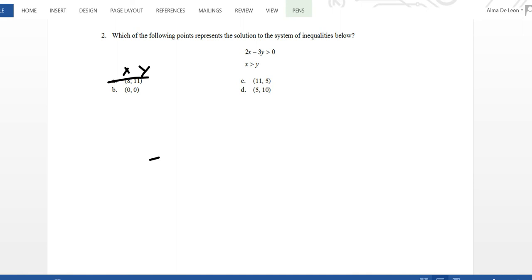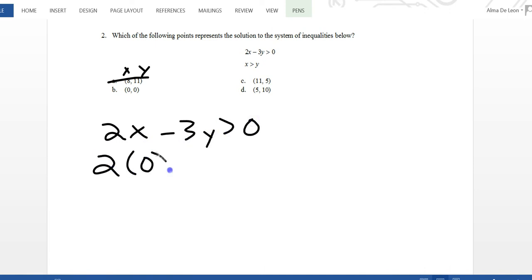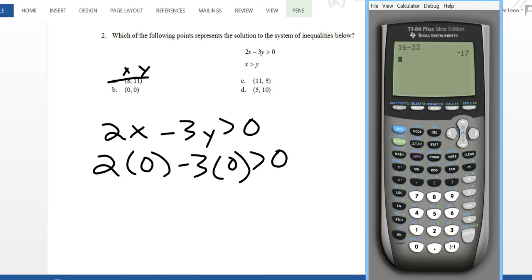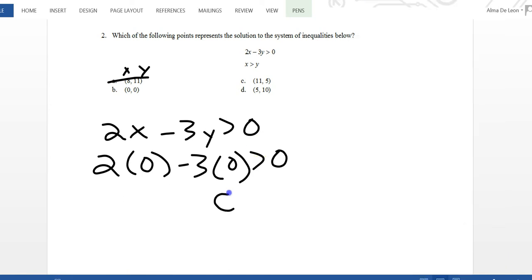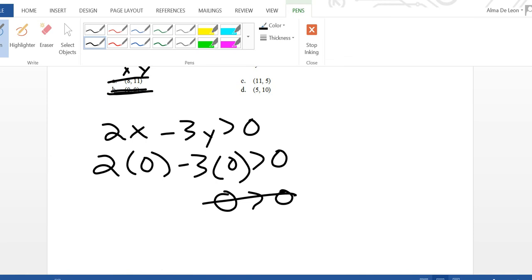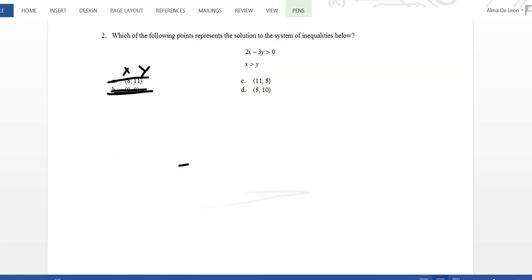Okay, so let's move on to answer choice B. And again, I want to see if that satisfies the first inequality. So I'm going to plug in 0 for the x and 0 for the y. And I could put this in the calculator: 2 times 0 minus 3 times 0. And if I do that, I end up with 0. Is 0 greater than 0? No, they're equal to each other, so B is not the answer either. So we're going to move on to answer choice C.